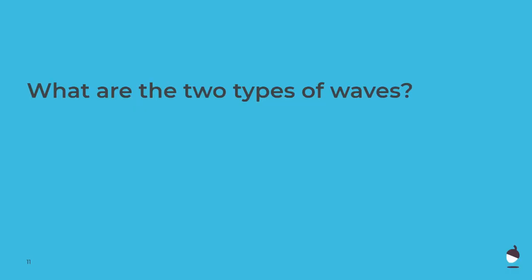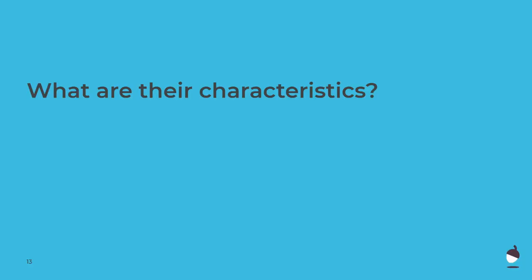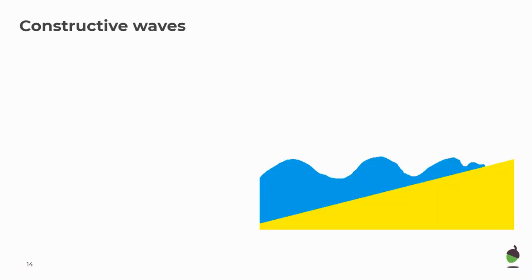Next is, what are the 2 types of waves? 2 waves on the screen here. Constructive waves. They look much smaller. They look quite pleasant. The destructive waves look very, very large. Think about the last time you went to the beach. What would you have said the waves were? Constructive or destructive? Those 2 waves are different. They have different characteristics. So let's try and unpick that a little bit.